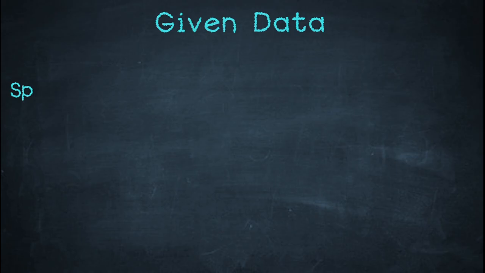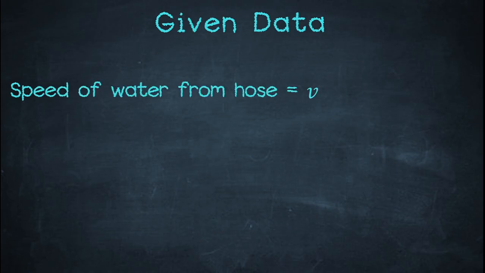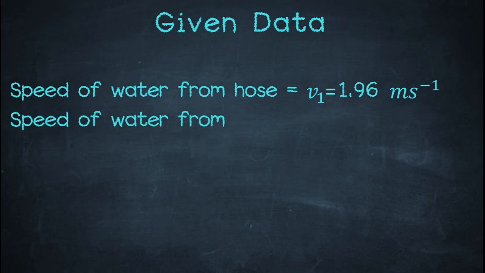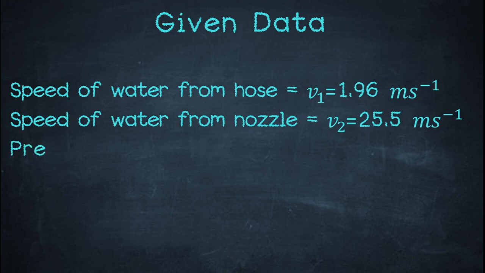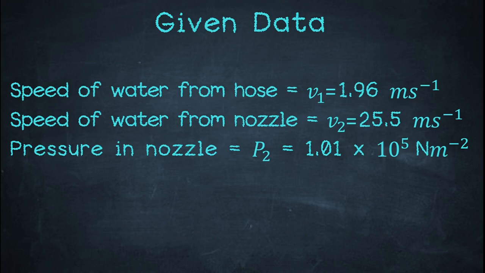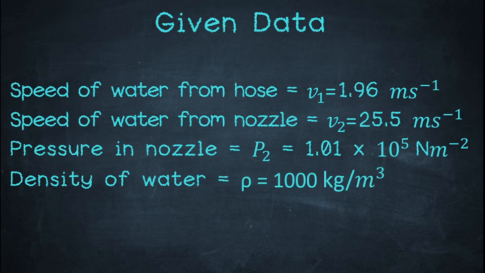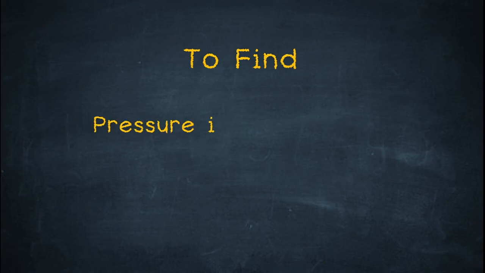Firstly, we will start with the given data. The speed of water in the hose is V1, equal to 1.96 meter per second. The speed of water from the nozzle is V2, equal to 25.5 meter per second, and the pressure in the nozzle is P2, that is 1.01 into 10 raised to 5 Newton per meter square. The density of water is 1000 kilogram per meter cube. Basically, we have to find the pressure in the hose, which is represented by P1.